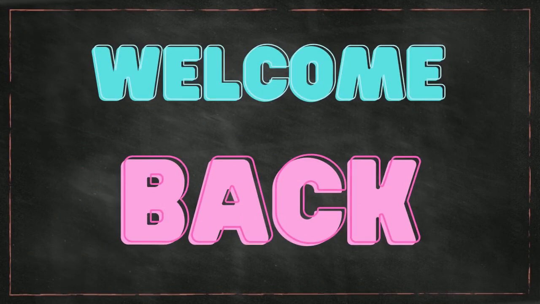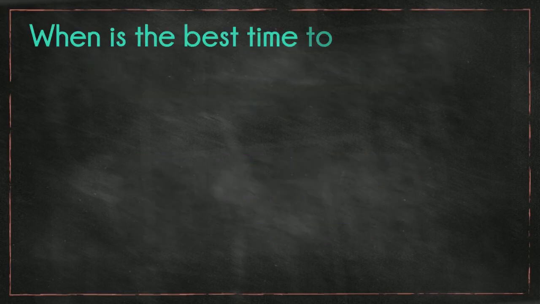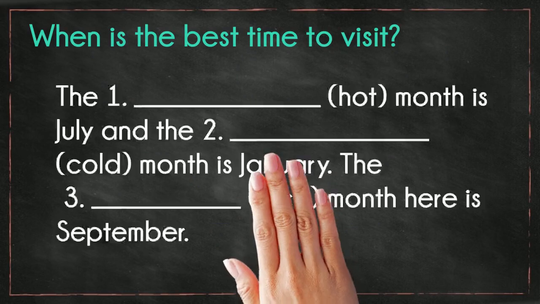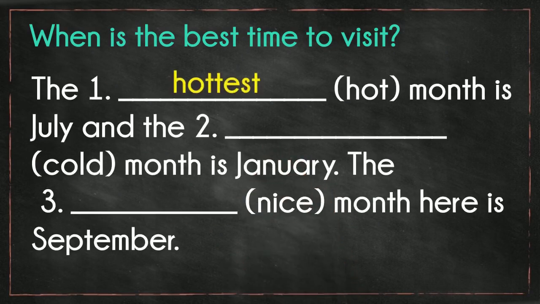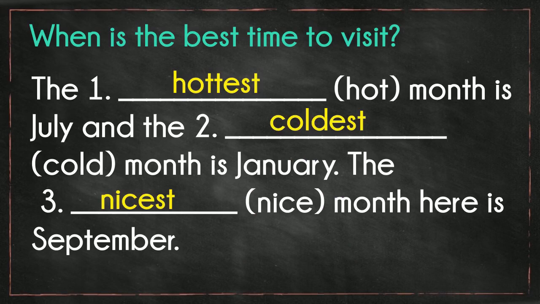Welcome back everyone. So now it's time to check our answers. So let's begin. When is the best time to visit? The hottest month is July and the coldest month is January. The nicest month here is September. So number 1 is hottest, number 2 coldest, and number 3 nicest.